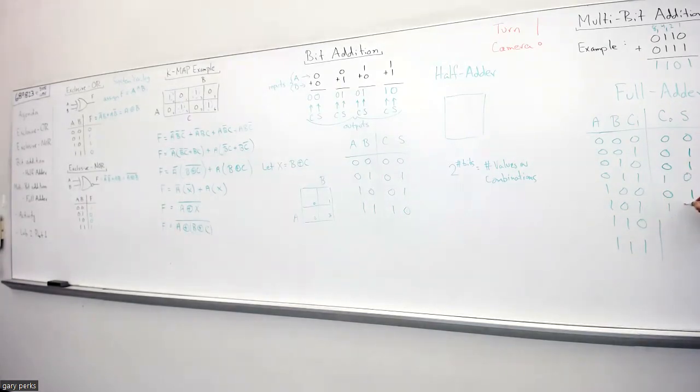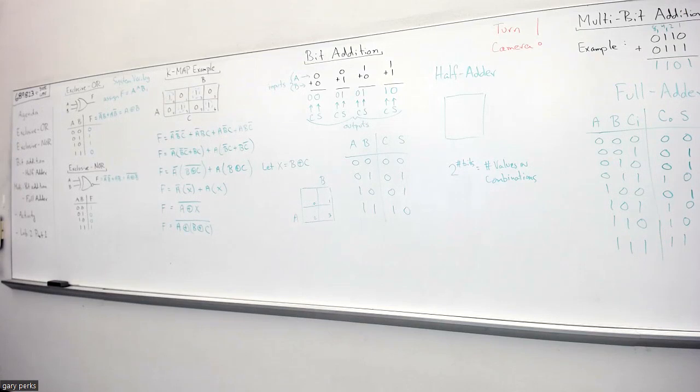Same thing here, 1, 0, same thing here, 1, 0. And then the bottom row, well, that's what we were talking about here. You're adding three 1s, so the result is a 3, which would be a carry out of 1 and also a sum of 1. Okay, so everybody see how I came up with the outputs here for carry out and S? I'm just adding the 3 input bits.